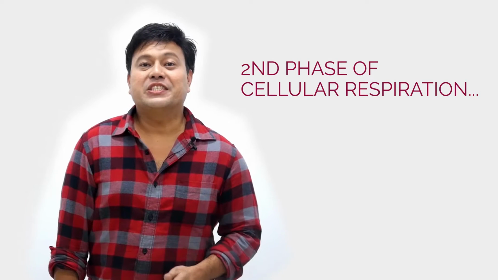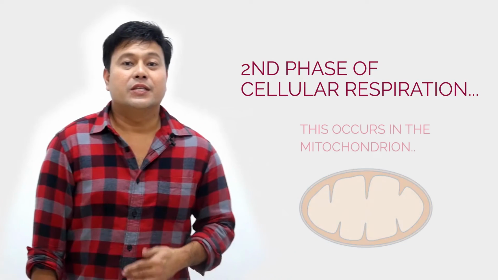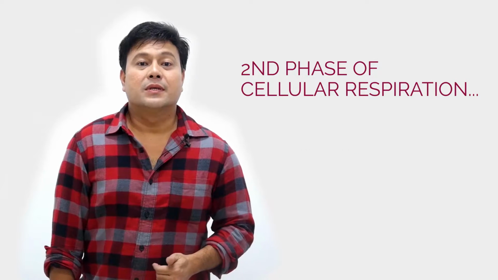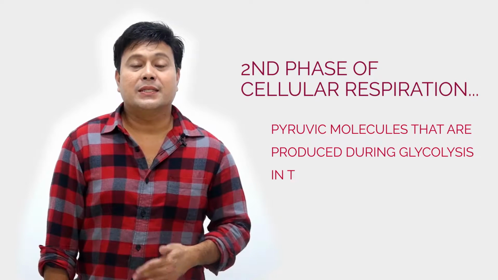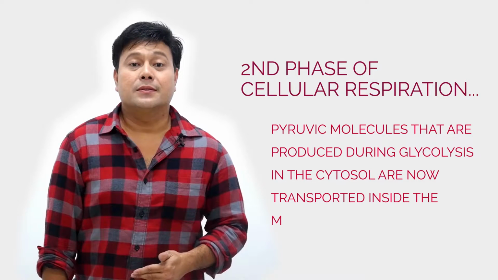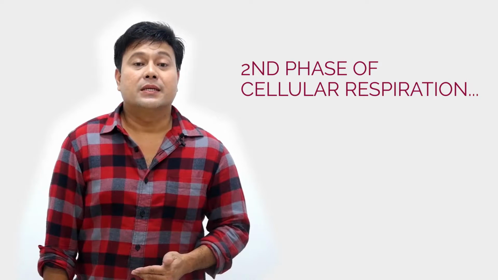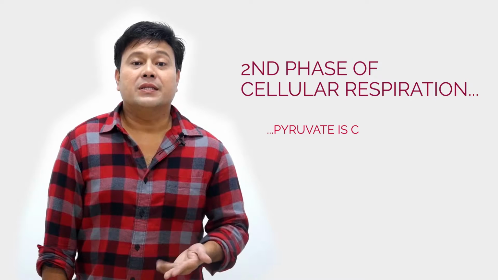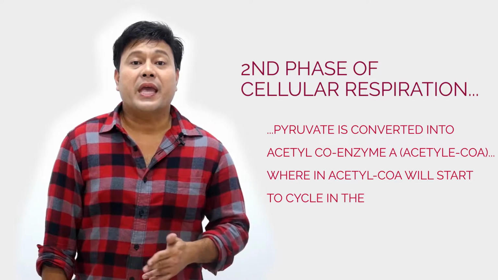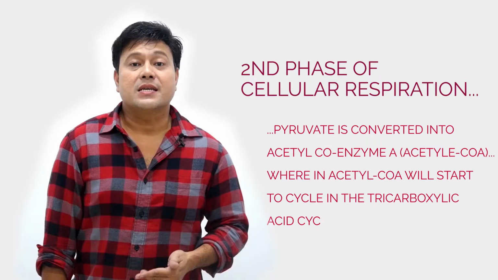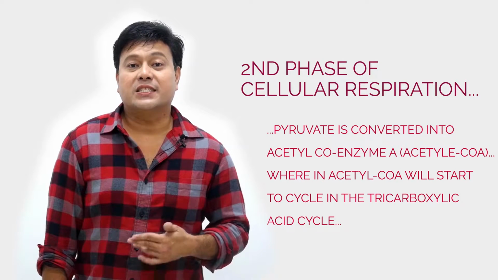For the second phase of cellular respiration, this occurs in the mitochondrion. Pyruvic molecules that were produced during glycolysis in the cytosol are now transported inside the mitochondria. In this manner, pyruvate is converted to acetyl coenzyme A, wherein acetyl CoA will start to cycle in the tricarboxylic acid cycle or Krebs cycle.